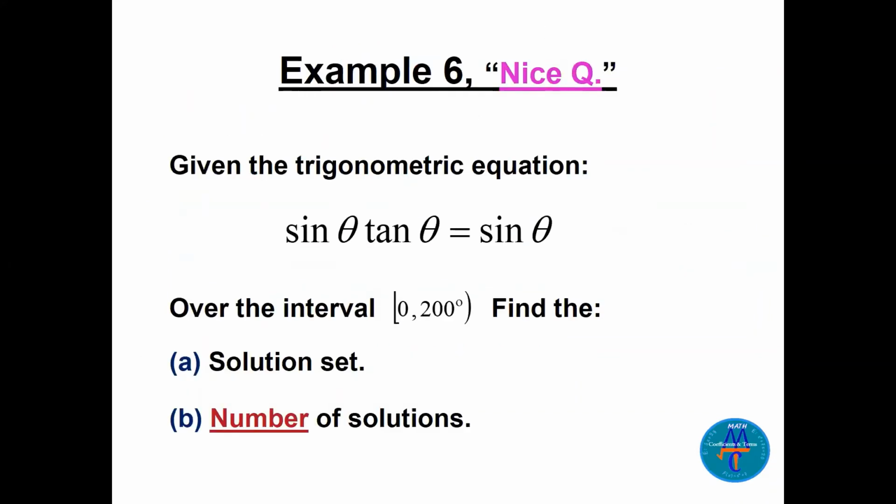This is a nice question related to question number 5, if you can notice here. Given the trigonometric equation sine theta tan theta is equal to sine theta. Actually, it's the same question, right? Same question as example number 5. But what do we need here? Over the interval 0 to 200 degrees, find the solution set, which means find all the angles. And then part B, find the number of solutions in this interval. See, we have a specific interval here.